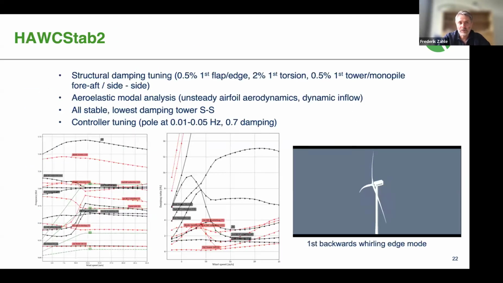So the first step is to look at the aeroelastic stability. For this purpose, we use HAWCStab2. In the animation here, you can see an animation of the lowest damped edgewise mode, the first backward whirling mode. And essentially we check how frequencies are placed relative to each other, and that overall we see a positive aeroelastic damping of the full system, which we do.